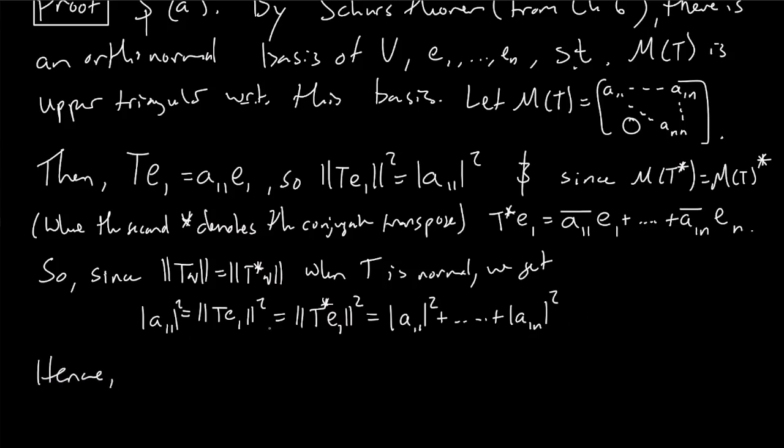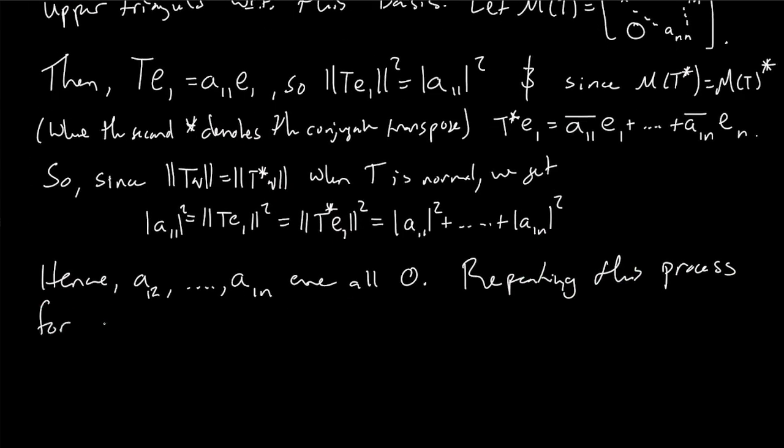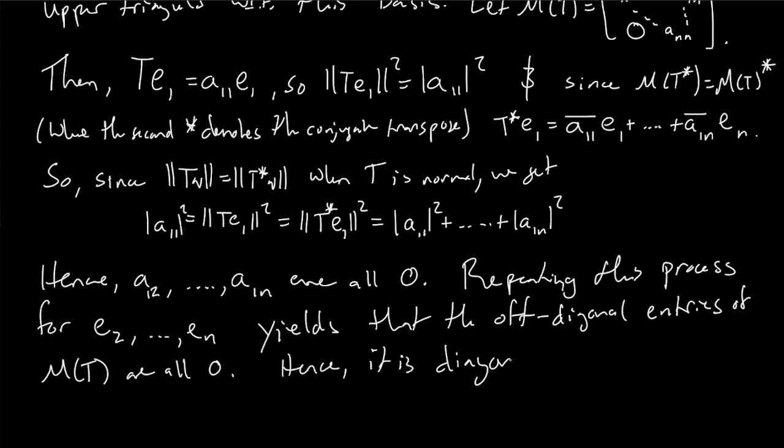Hence, just subtracting, we get that A1,2 through A1n, these are all 0. Repeating this process for E2 through En yields that the off-diagonal entries of the matrix of T are all 0. Hence, it is diagonal. Oh, man. And A implies B.